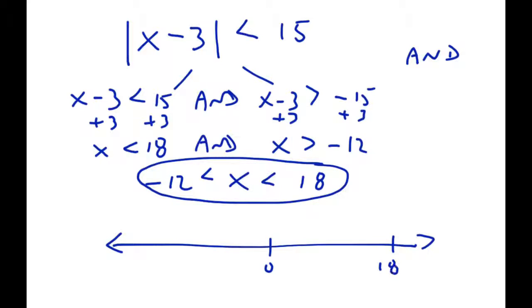18 out here. Negative 12 there. X is less than 18, open circle, it's going this way. Greater than negative 12, open circle, going this way. And they're going to go until they meet. It's the intersection there. All right, let's try another one.